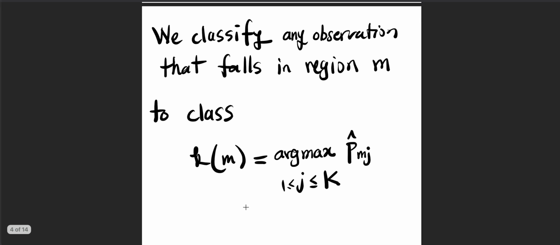We need another character in our story, which is k of m. Essentially k of m is saying: what is the majority label of region M? Well, it is the label, a number between 1 and capital K, but it is the j for which p hat mj is the largest. So we are going through all the labels in region M, and we are going to pick the majority. We're finding the majority. So little k of m is the majority label of region M, and any data point that will fall in that region will be classified as k of m.